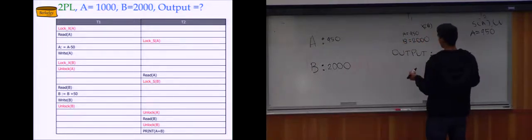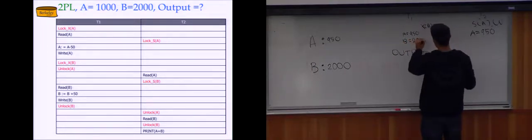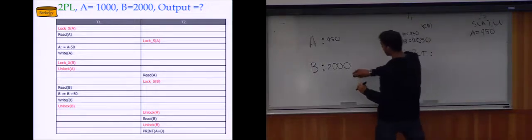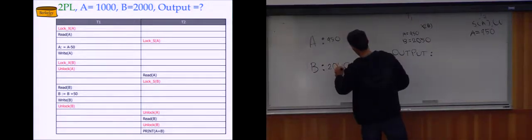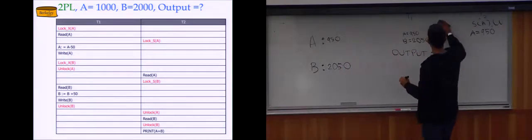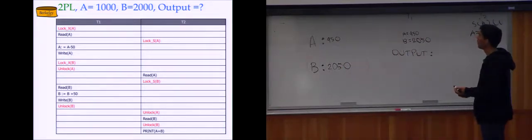Increment by 50. Write B back to the database. Unlock it. And guess what? T1 now has no more locks, which means it's done. It can't do anything else in the database.